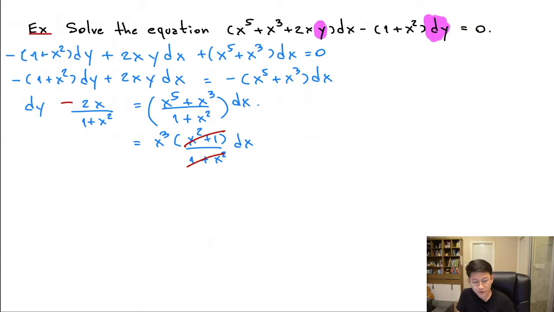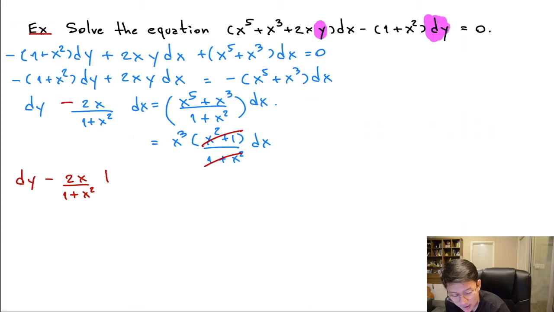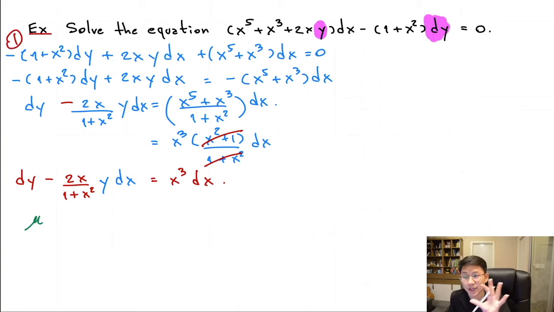Okay guys, sorry, I forgot the x here. Let me write it again. We have dy minus 2x divided by 1 plus x squared, and I also forgot y as well, sorry. I should have y here as well, right? So I have y dx equals x cubed dx.